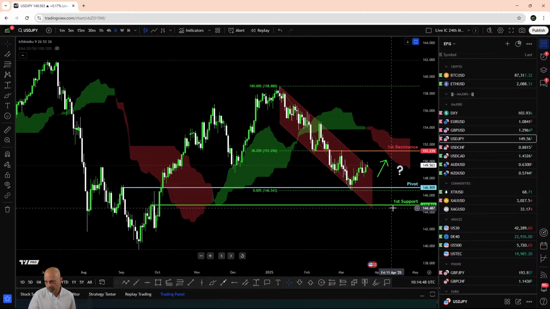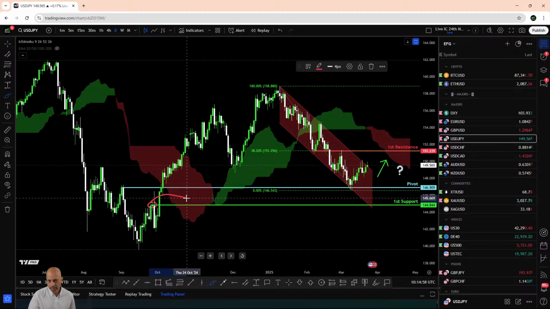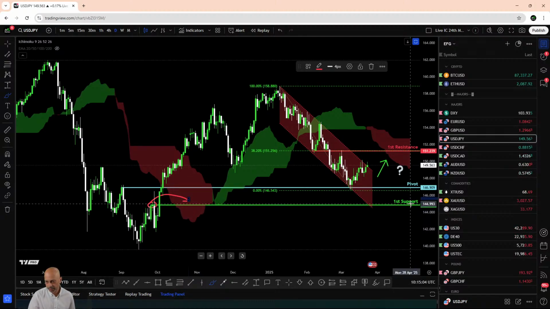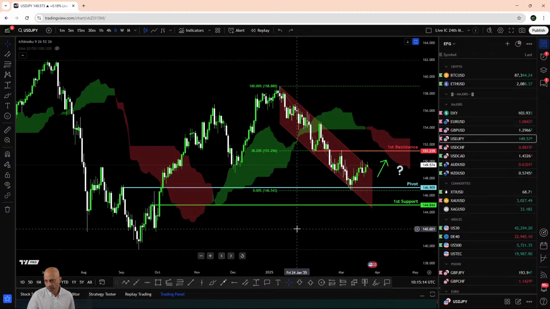Looking slightly below, the first support for dollar yen comes in at 144.84. This level previously was a resistance barrier back in the third week of September, and after breaking higher, this level can potentially function as a pullback support, and that's how the first support level has been identified. All right, so these are the key levels here for dollar yen.